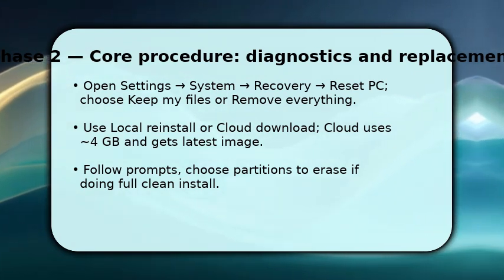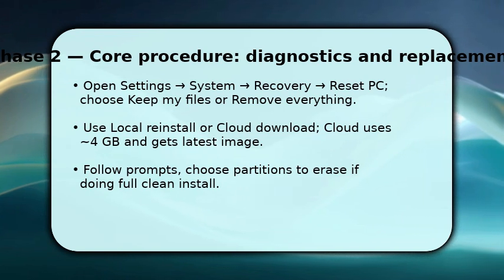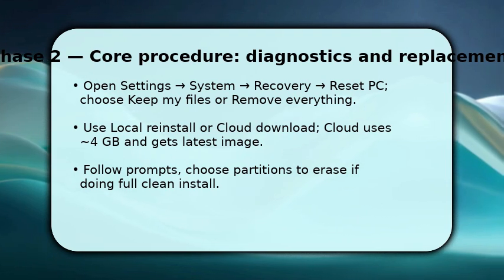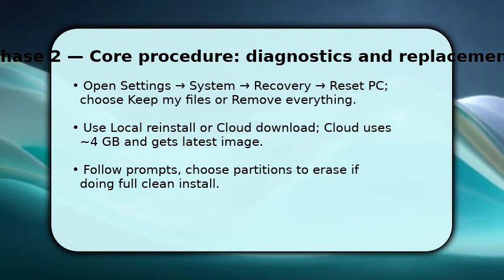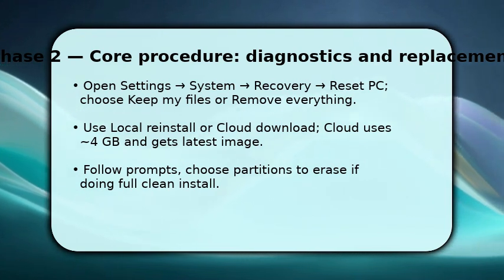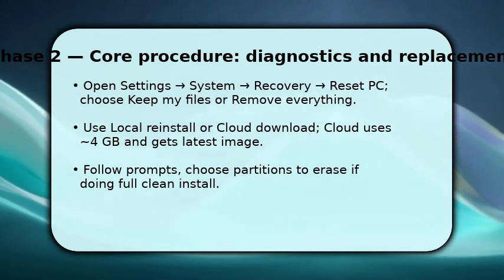Cloud fetches the newest build, but needs about 4 GB and a stable connection. Local uses files on the device and is faster offline. If performing a full clean install, you will pick and format partitions. Be deliberate, because formatting removes everything on those drives.